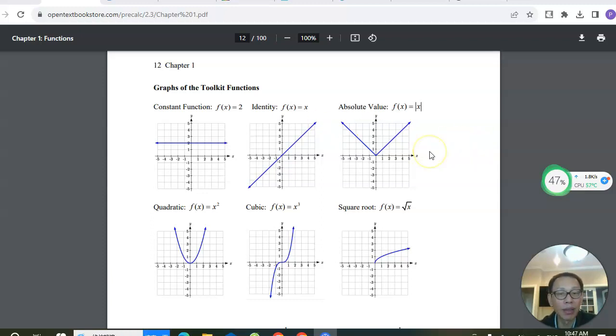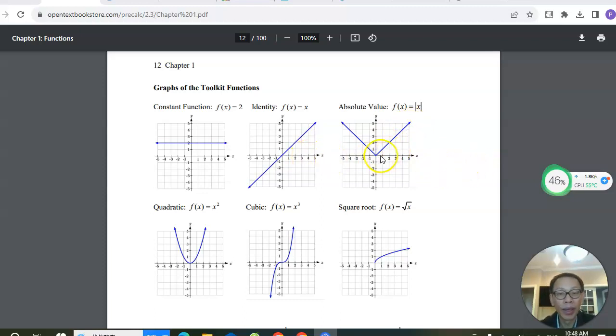Okay, let's understand the third function, y equals the absolute value of x. When it is absolute value, that means y is greater than or equal to 0. When x equals 0, the absolute value of 0 is 0. That means your line passes through the origin, 0, 0. When x equals 1, y equals 1. When x equals 2, y equals 2. So when x is greater than or equal to 0, this line is the same as y equals x.